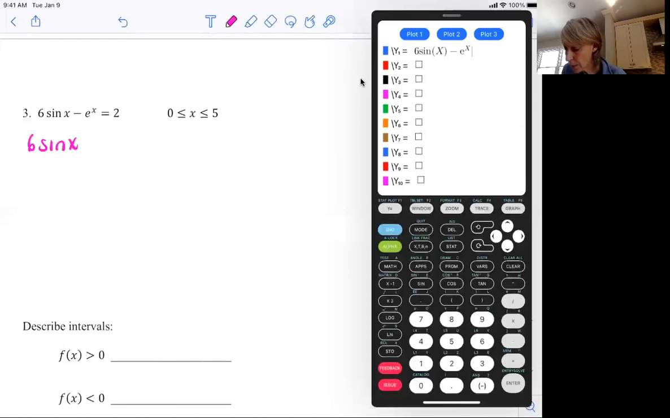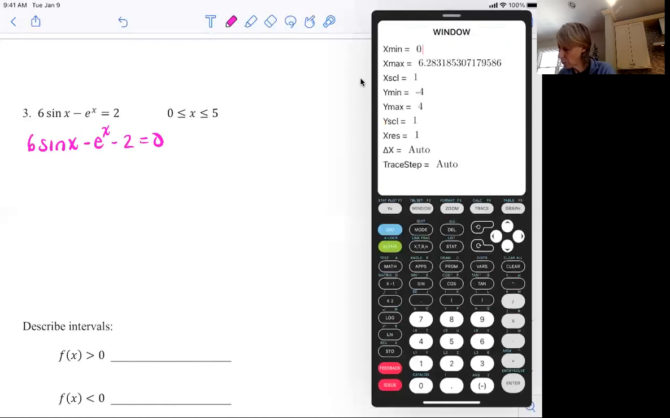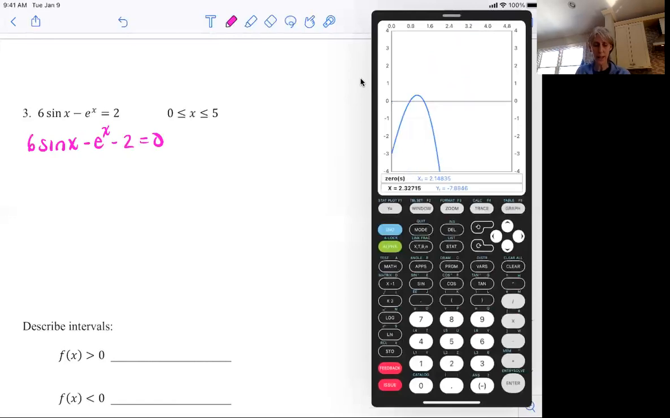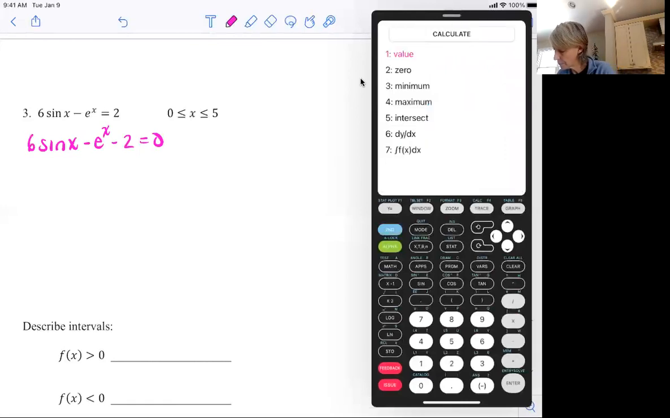I forgot to look carefully. This has to all be to one side. And I'm on the interval 0 to 5. So I'm just going to go ahead and adjust my window to begin with. Look at my graph. And I see here that I'm going to have 2 x-intercepts. So I'm going to go ahead and solve for them.